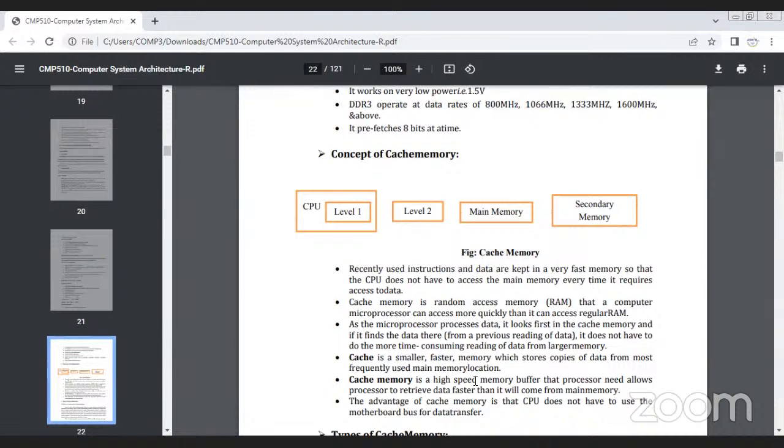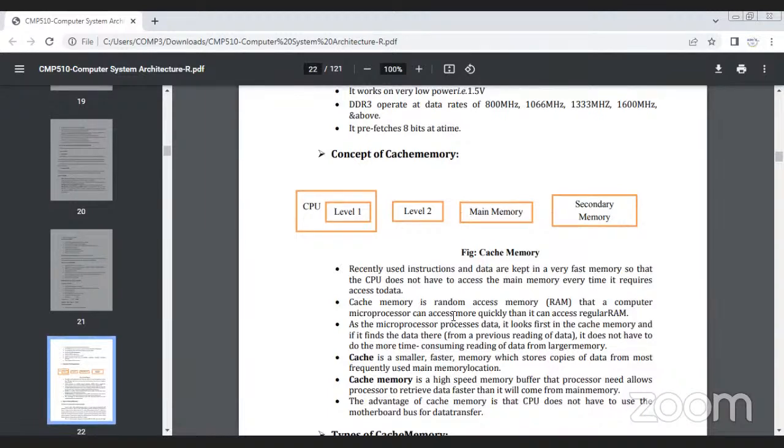The main advantage of cache memory is that CPU does not have to use the motherboard bus for data transfer. Means in simple language, if we explain cache memory, then we say cache memory is a small fast memory which stores the data which is most frequently used. Okay, so this is the cache memory concept.